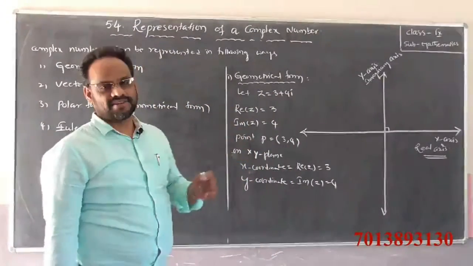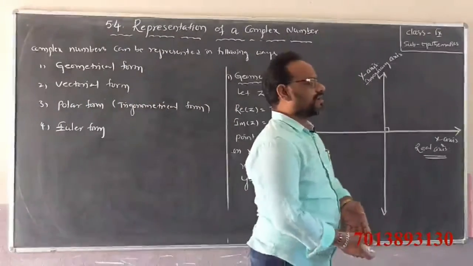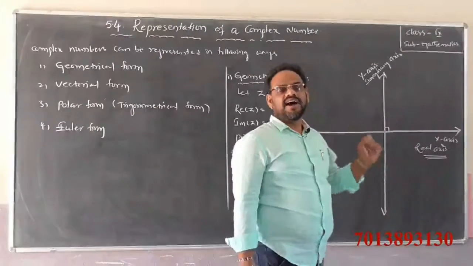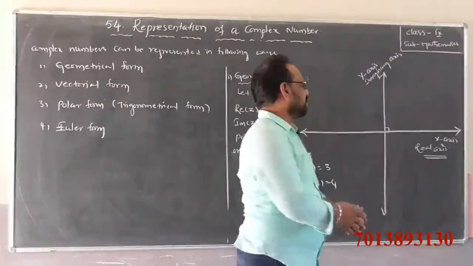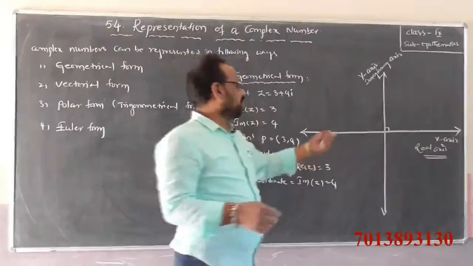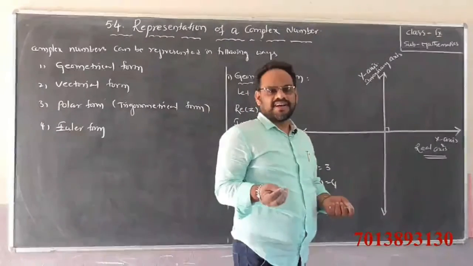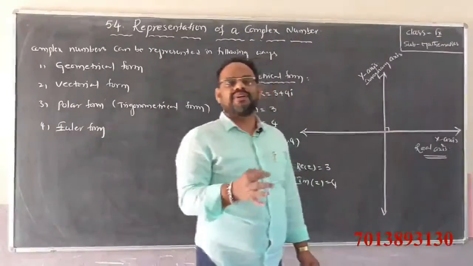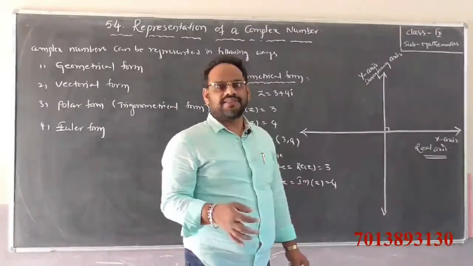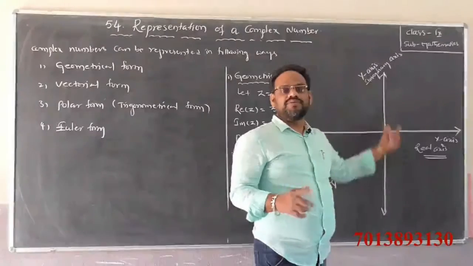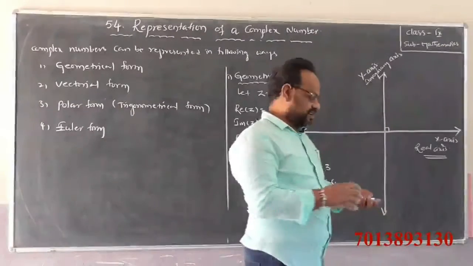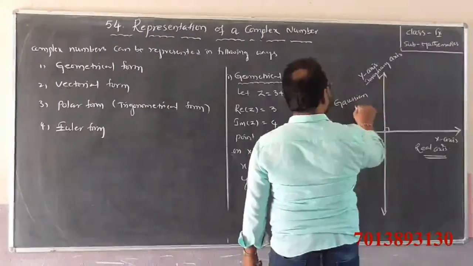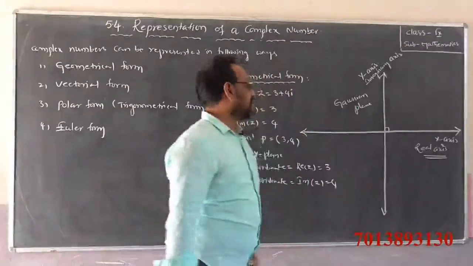If a complex number is located on the xy plane, then the plane is called the Argand plane or Gaussian plane. When we represent or plot the complex number on the xy plane, the xy plane can be converted into the Argand plane or Gaussian plane.